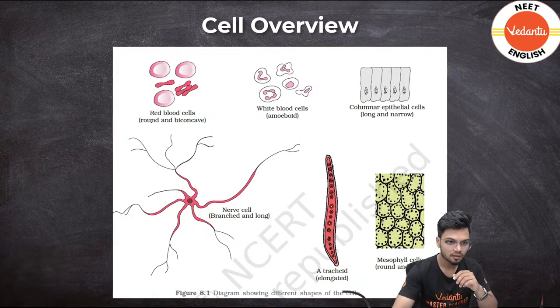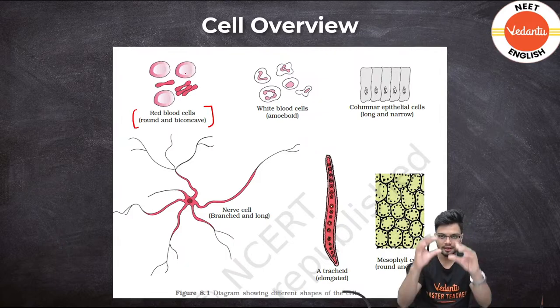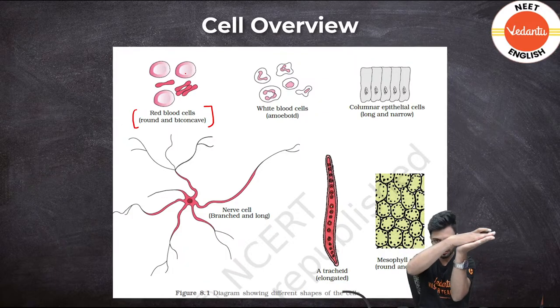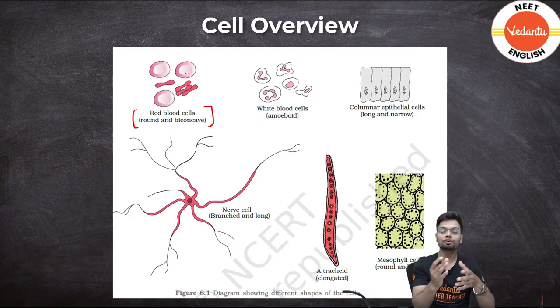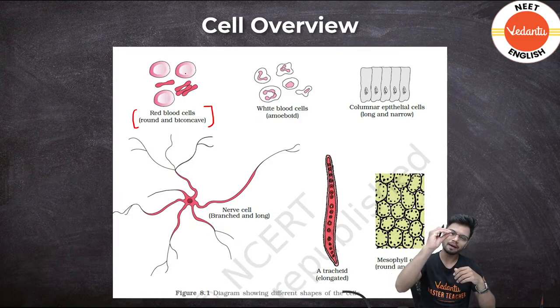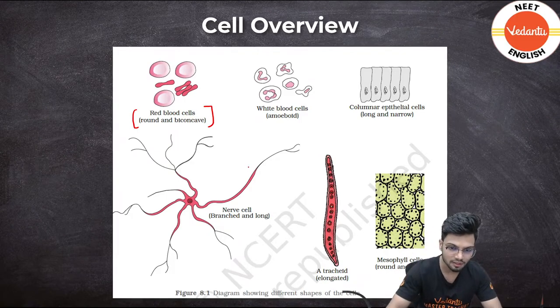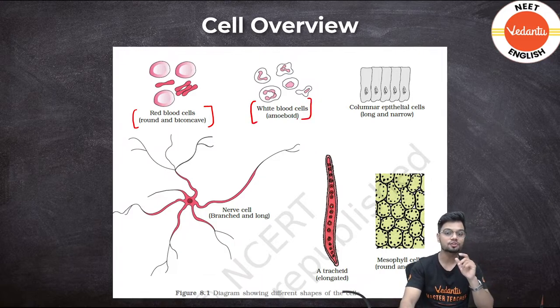We have the red blood cells, which have a biconcave nature. From inside it is biconcave in nature. Why? Because as it matures, it needs to carry more hemoglobin. That is why it becomes biconcave in nature. Then we have the white blood cells, which show amoeboid structure.